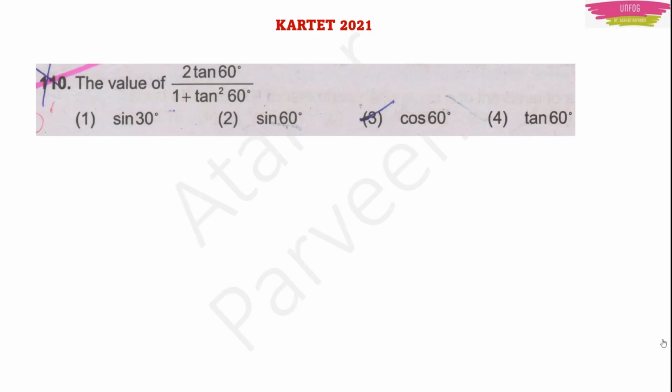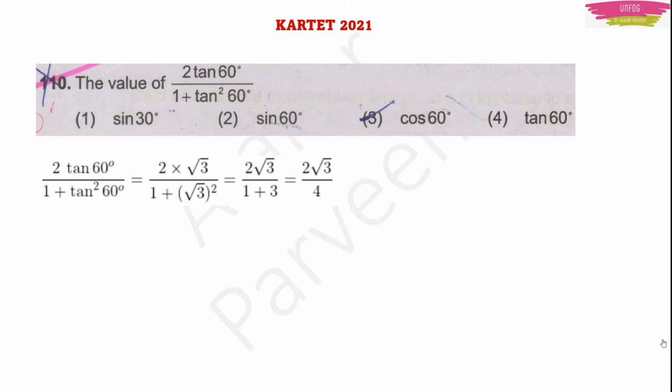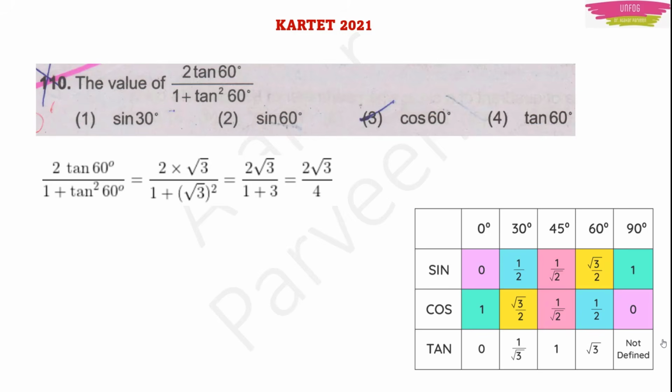Now this question was asked in Karnataka TET 2021. The question is 2 tan 60 degree by 1 plus tan square 60 degree. You just substitute the values by using the table. If you substitute the values, you will get the answer. See here. Tan 60 is equal to root 3. So root 3 whole square will become 3, because in the denominator tan square 60 is there, right? So what you will get here? 2 times root 3 by 4. You can cancel here. You will get root 3 by 2.